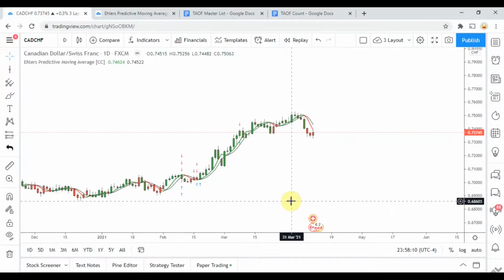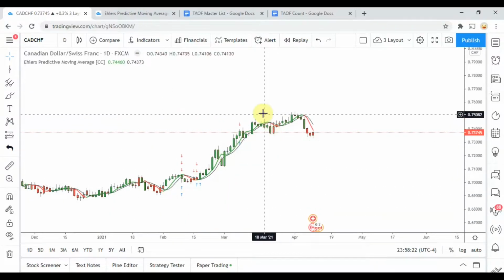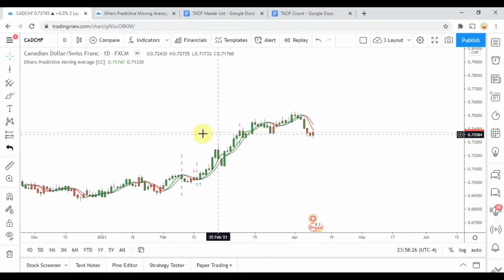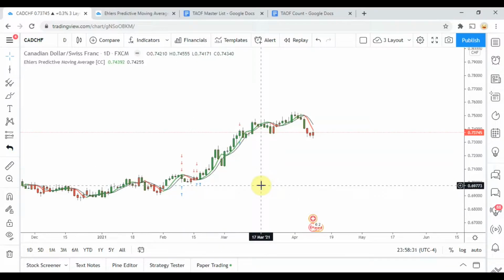Alright, so today's indicator is Ehlers Predictive Moving Average. You can see it here on screen. It consists of two different lines here, and as these lines are crossing each other, either up or down, they are giving signals to go either long or short.